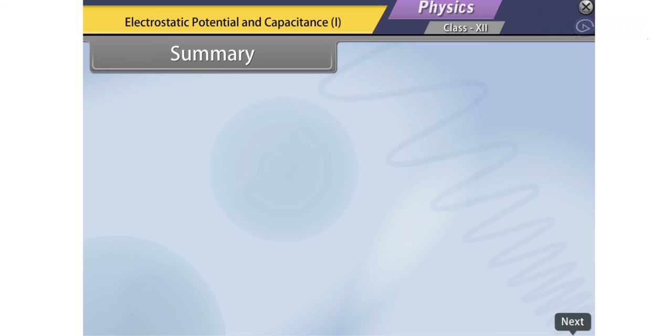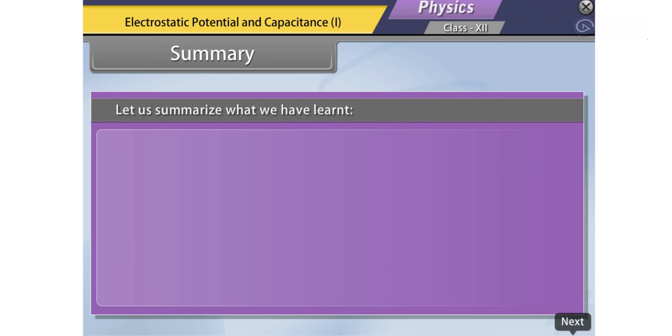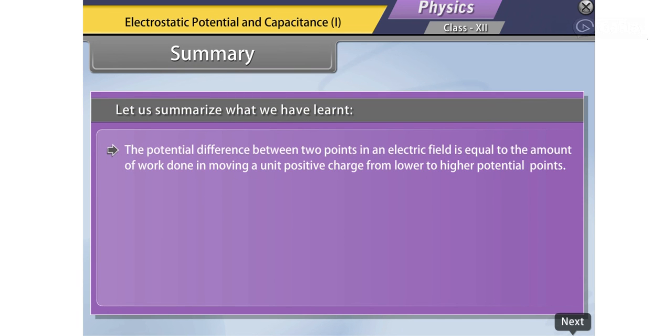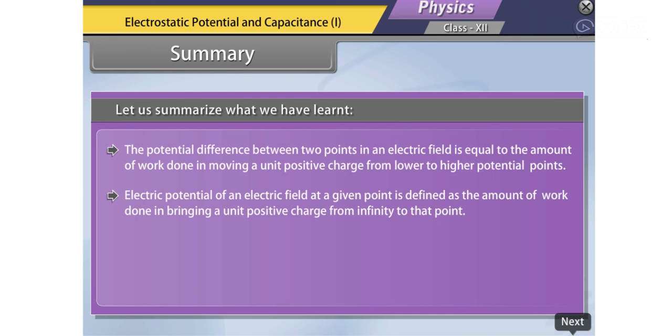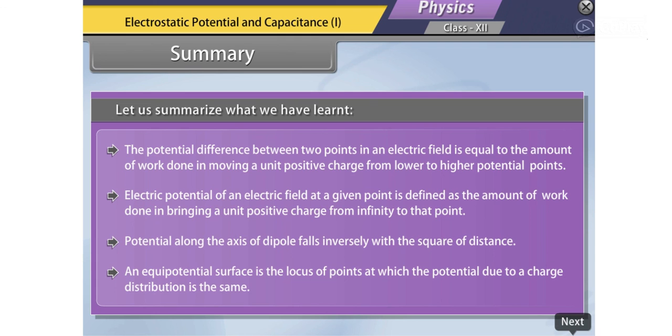Summary. Let us summarize what we have learned. The potential difference between two points in an electric field is equal to the amount of work done in moving a unit positive charge from lower to higher potential points. Electric potential of an electric field at a given point is defined as the amount of work done in bringing a unit positive charge from infinity to that point. Potential along the axis of a dipole falls inversely with the square of distance. An equipotential surface is the locus of points at which the potential due to a charge distribution is the same.